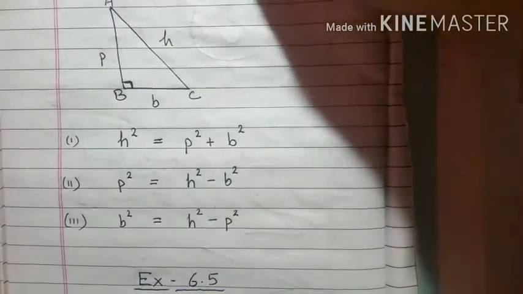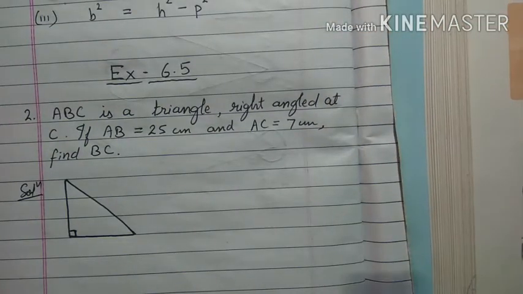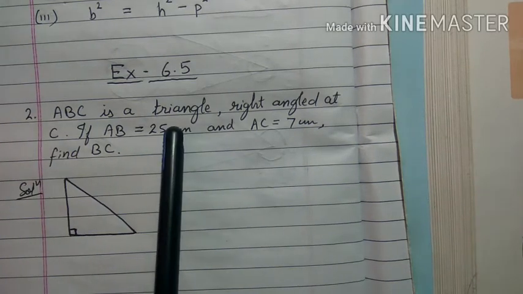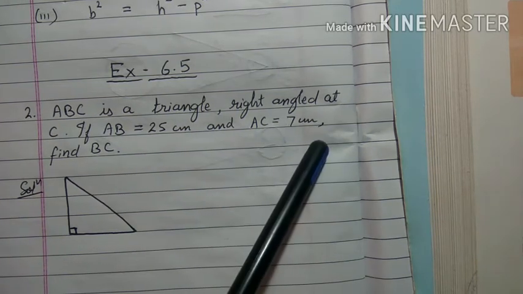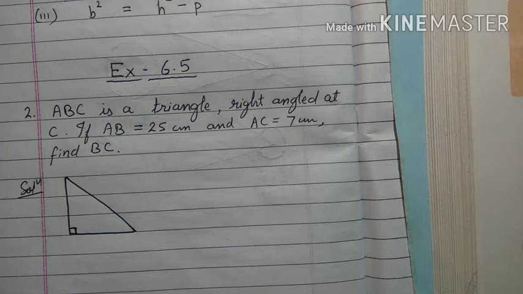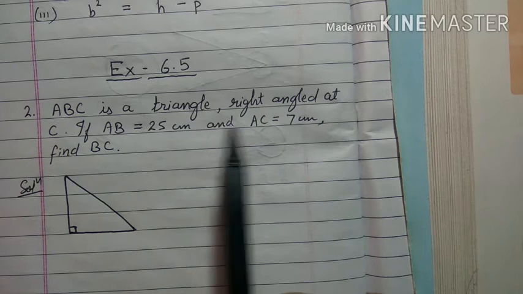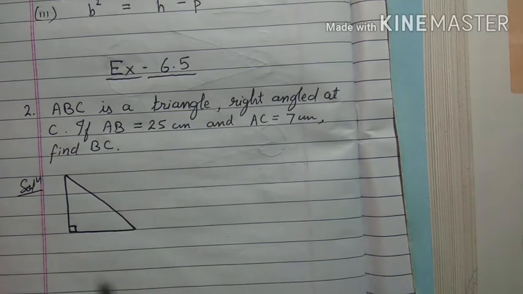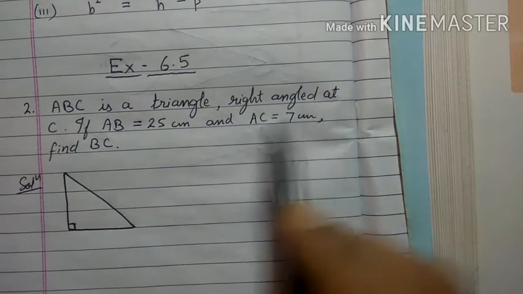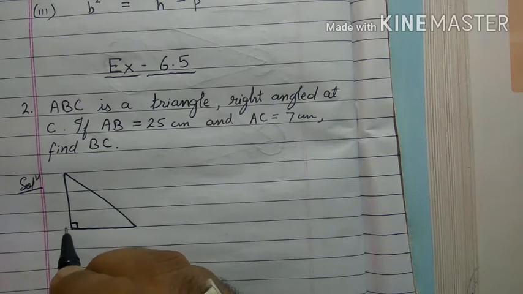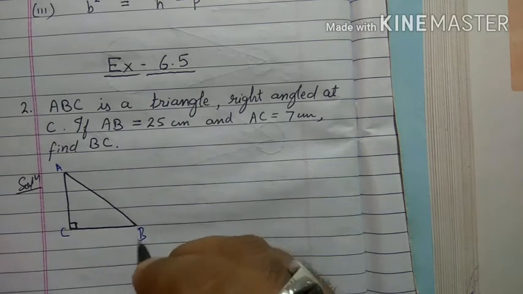Exercise 6.5, question number 2. In this question, it is given ABC is a triangle right angled at C. If AB is equal to 25 centimeter, AC is equal to 7 centimeter, find BC. First of all, we have to make a right angle triangle. The name of this triangle is ABC and right angled at C. This is important. Right angled at C means here it is a right angle, so the name of this point is C. And then it is A and B.